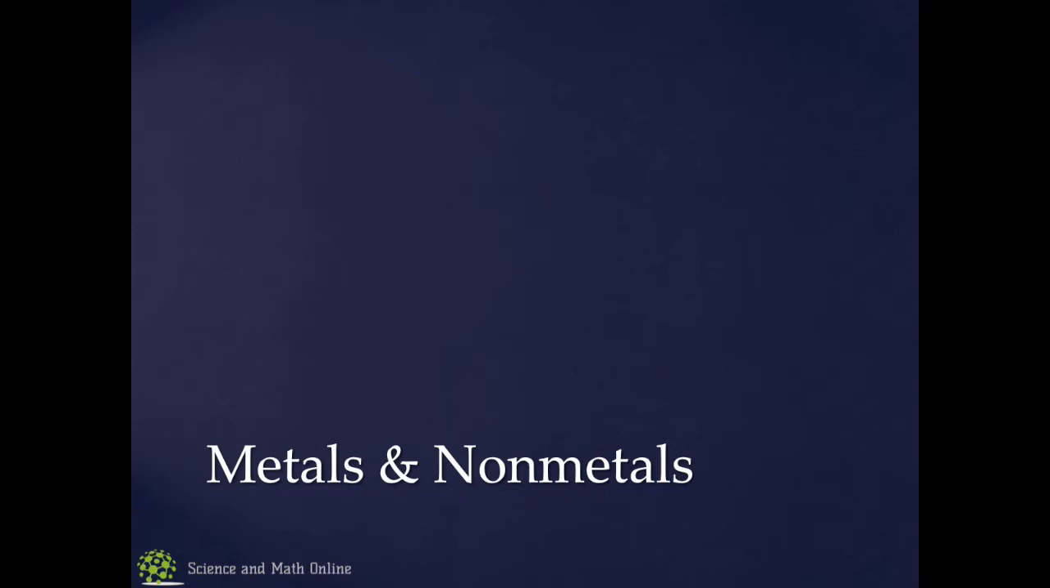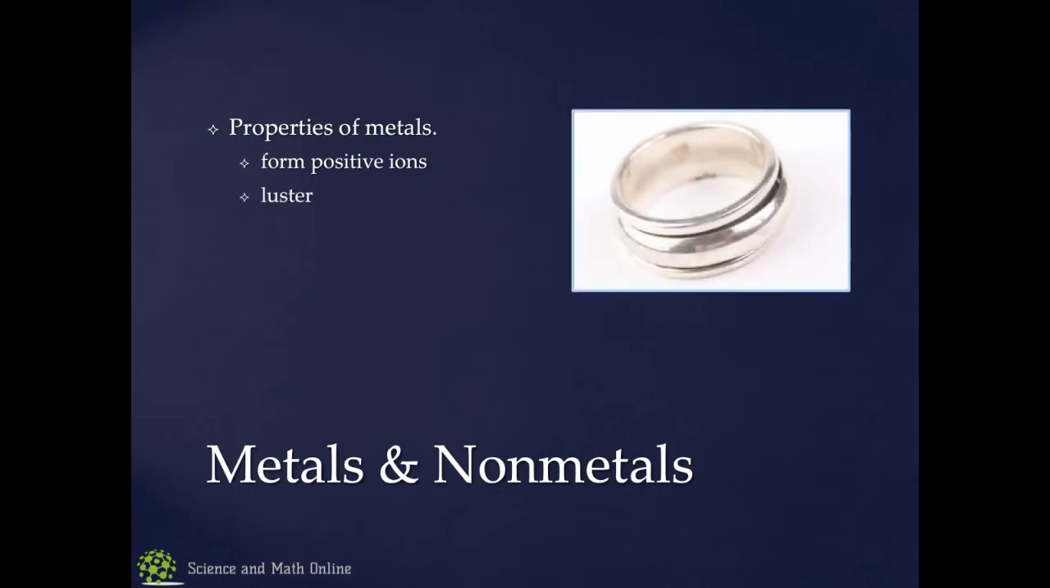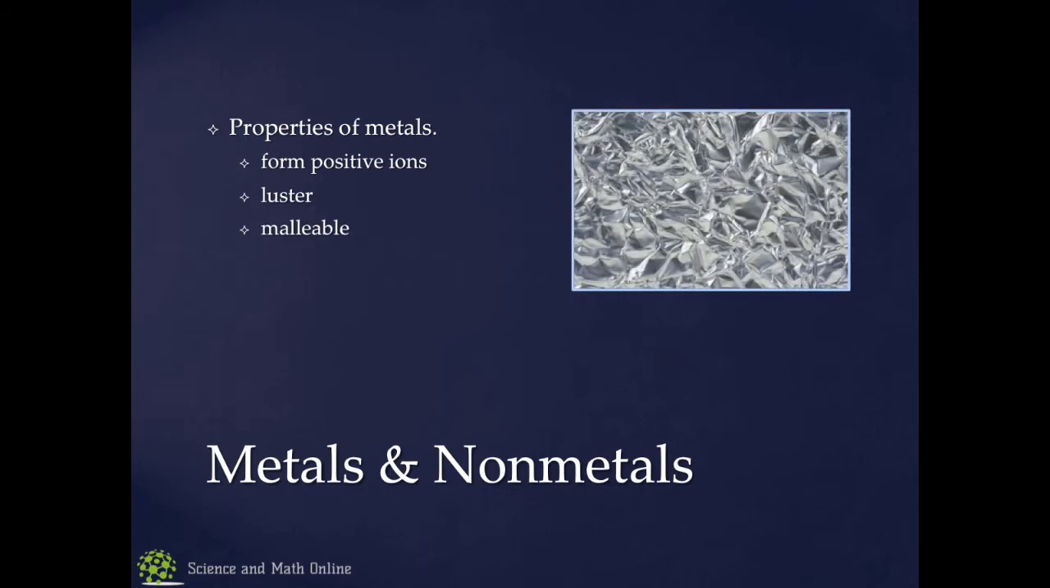Alright, so let's look at properties of metals and non-metals. So properties of metals. Metals form positive ions. That's going to become very important later. Luster, it means they're shiny. Think about your metals, your gold, your copper. Now they can get chemical coatings on them that make them dull, oxide coatings, but for the most part they are shiny. They're also known for being malleable, which means they can be pounded into thin sheets without breaking.